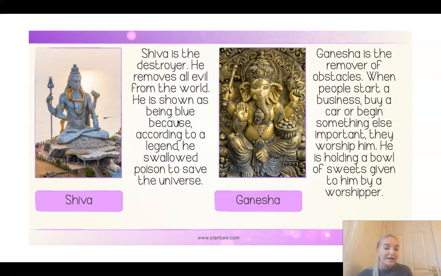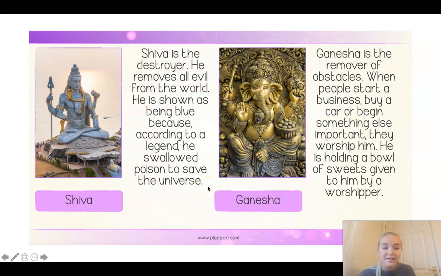And the reason why he is the colour blue is because, according to a legend, now, if something is a legend, does that mean it's always true? No, it's not always true, but we just think it's true. So according to a legend, he swallowed poison in order to save the universe. So that is how he removes all of the evil, and that's how he'd done it previously. And that is why he was the colour blue today, because he swallowed poison to make sure that the universe was saved.